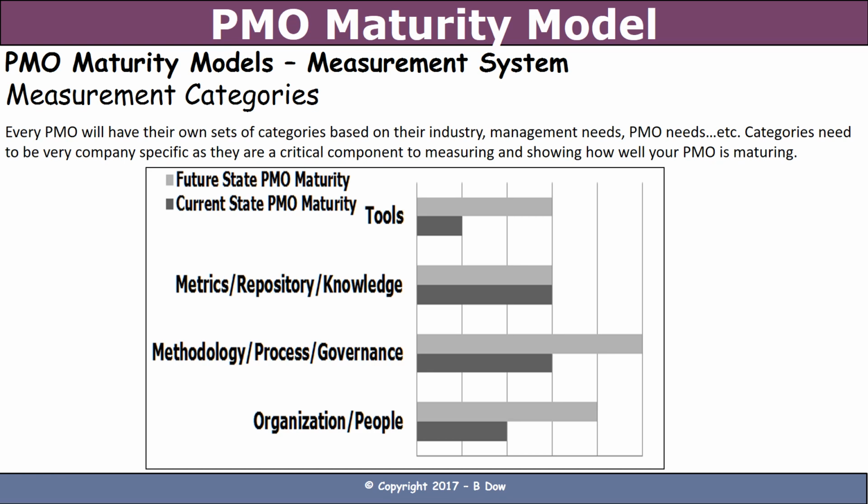You'll see that light gray line that tells us our future score. You see the darker gray line that tells us our current score. And so the value of a PMO maturity model is the difference between those lines, right? Here's where I am today. Here's what I want to go to. What do I have to do to close that gap?